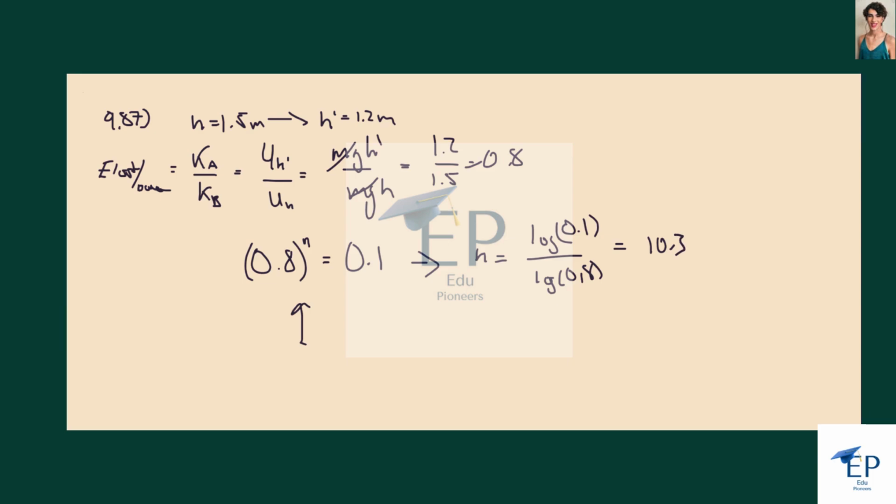So obviously you can't have 0.3 of a bounce, so that means after 11 bounces, it'll lose over 90% of its energy.